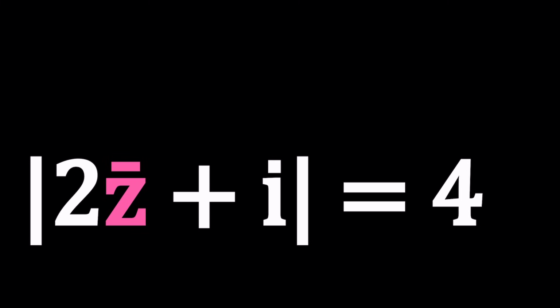This channel is all about complex numbers, and in this video we're going to be solving a nice equation with complex numbers, which we're going to call a locus problem, and I'll explain why. So we have the absolute value of 2 times z bar plus i equals 4. We have a complex number z, and its complex conjugate, which is designated by z bar, this symbol right here. And we add i to it, and then we take the absolute value.